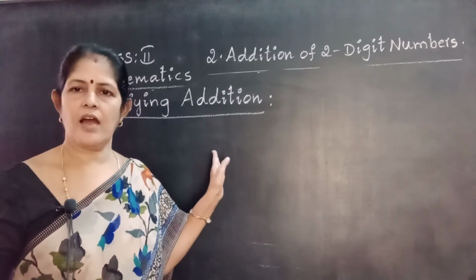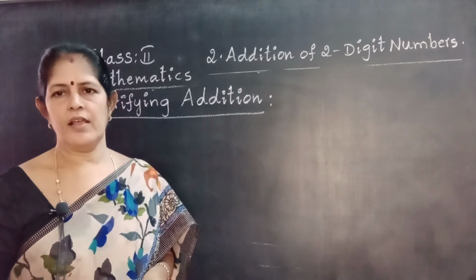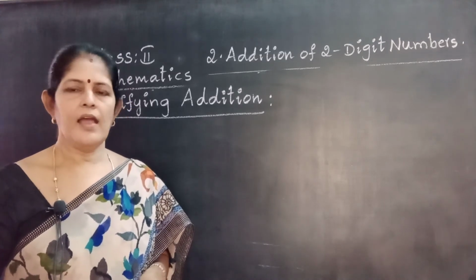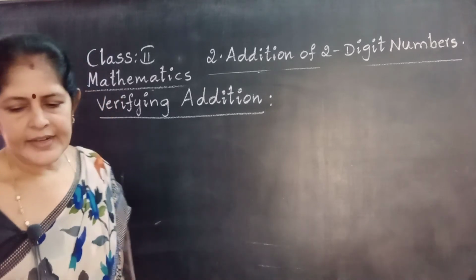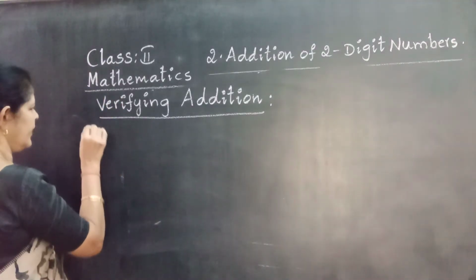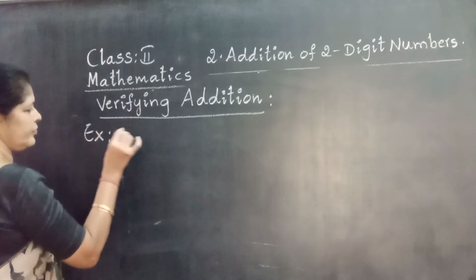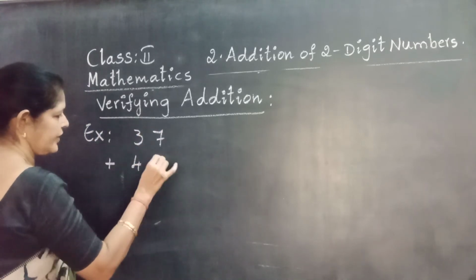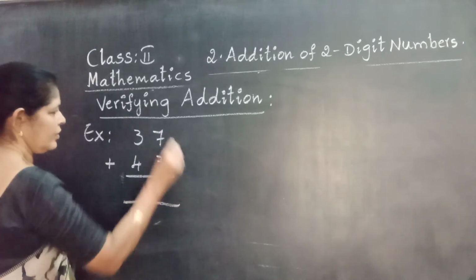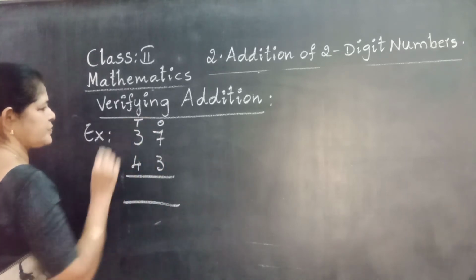What is the answer in addition? The total. We get the total addition of the given numbers. Okay? Now let us see examples. 37 plus 43. Ones place, tens place.